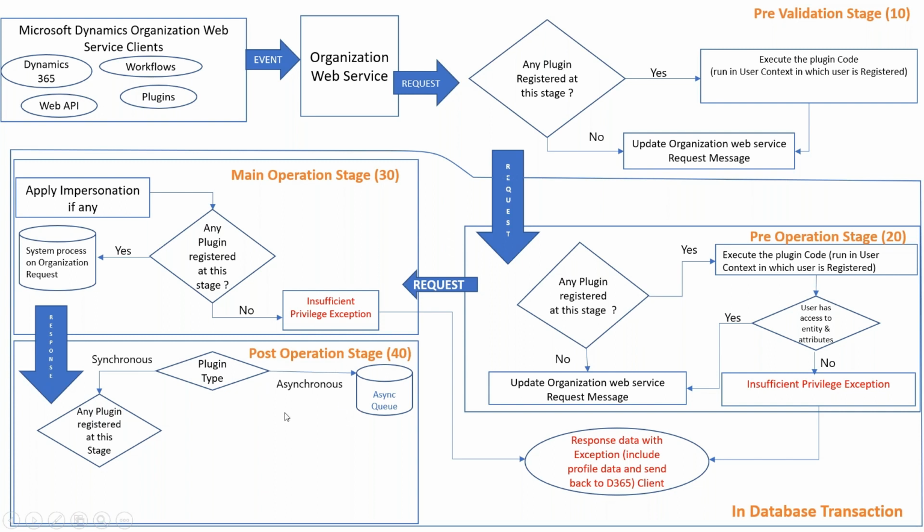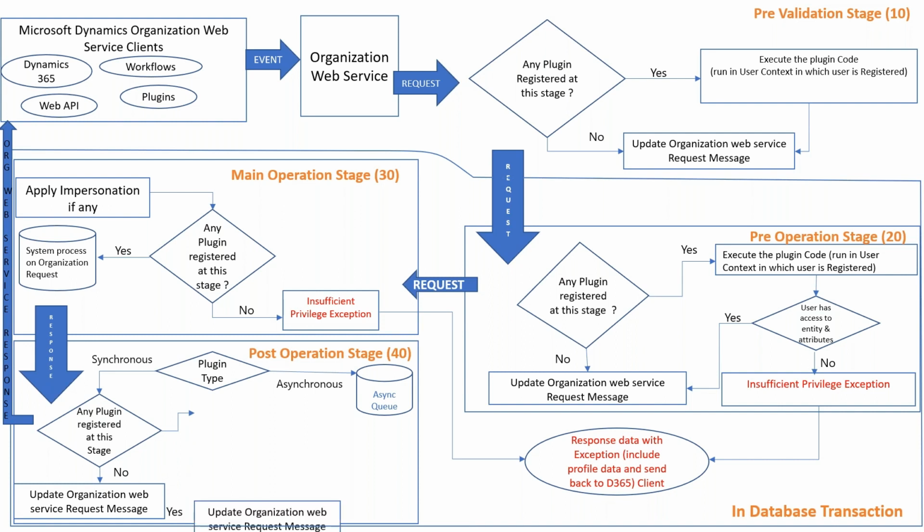So that is the reason it will check the plugin type. If it is asynchronous, it will store it in the async queue. If it is synchronous, then it will check the same steps again: is any plugin registered at this stage or not. If no plugin is registered, then it will set the organization web service request message. Okay, and it will pass this message back to Dynamic 365. The organization web service response will be passed to Dynamic 365.